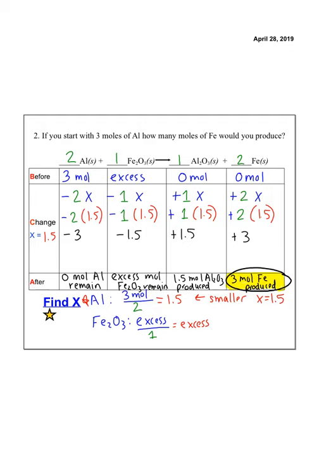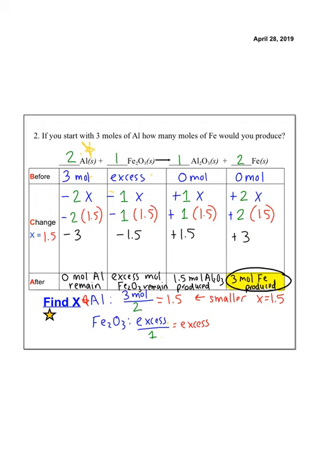So again, I balanced my equation. I filled out my before. If they don't tell me about a reactant, that's my excess. My products always start at 0. We did our minus x's and our plus x's, and here's how we solve for x down here where it says find x. We took the before divided by the 2, so 1.5, excess divided by 1 is excess, so 1.5 became my x, which means aluminum was my superstar.